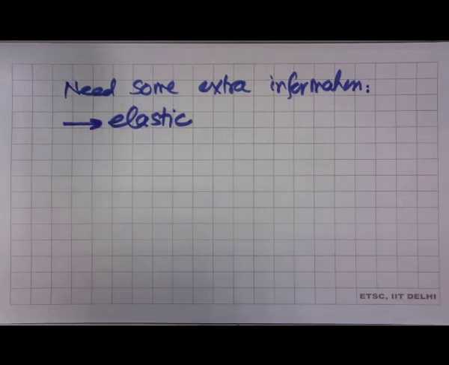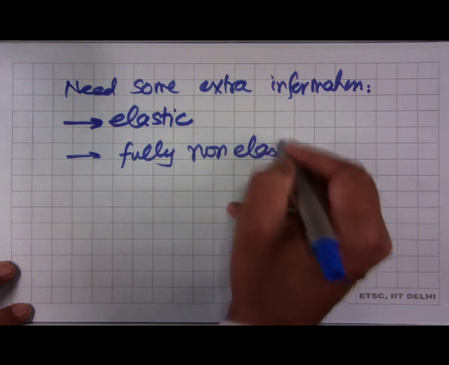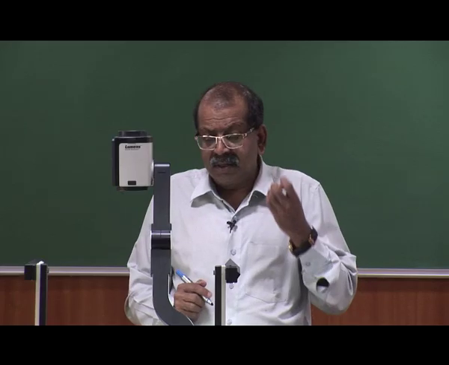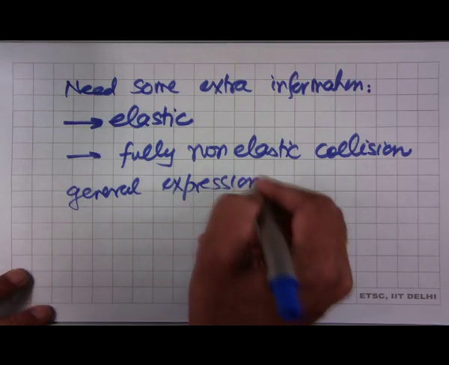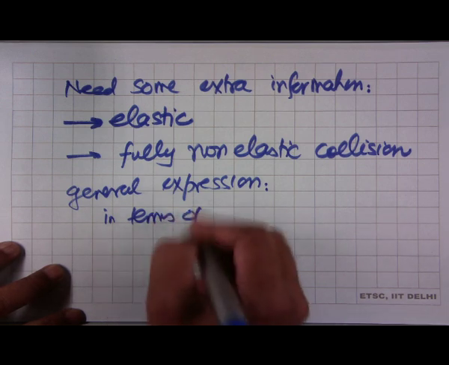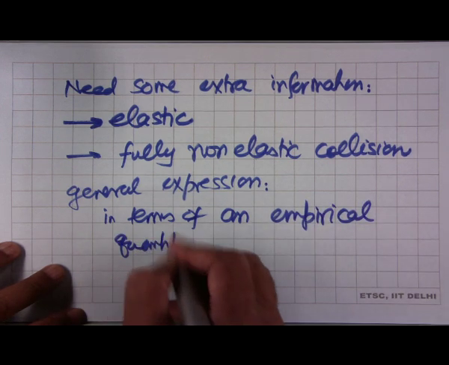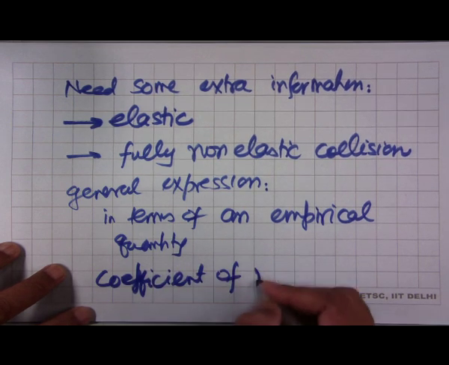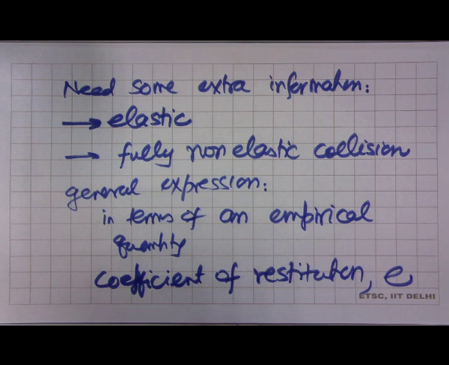we talk of a collision as either an elastic collision or fully non-elastic collision. And the general expression for this, we can express it, and I am going to do it in that way. We express it in terms of an empirical quantity, and this quantity is termed as coefficient of restitution, and the symbol which we will use for that is E.